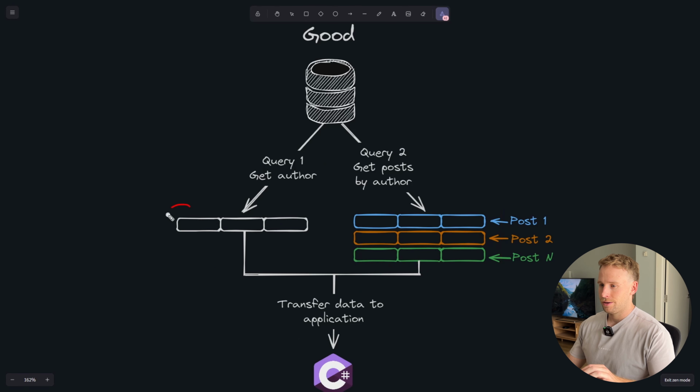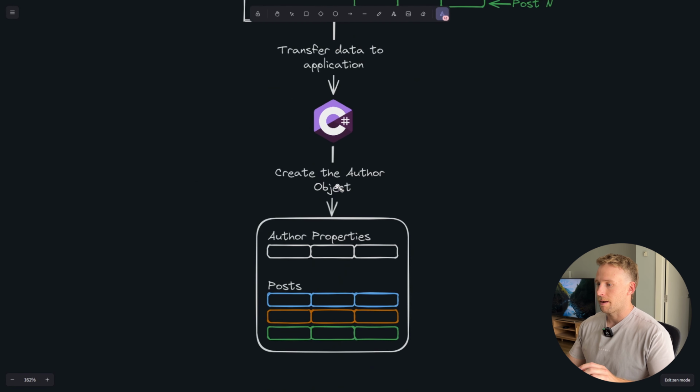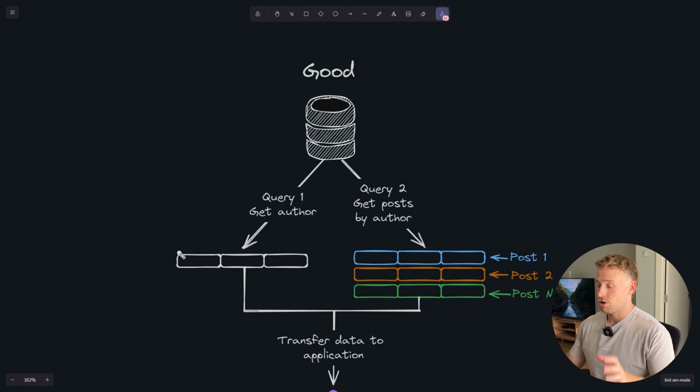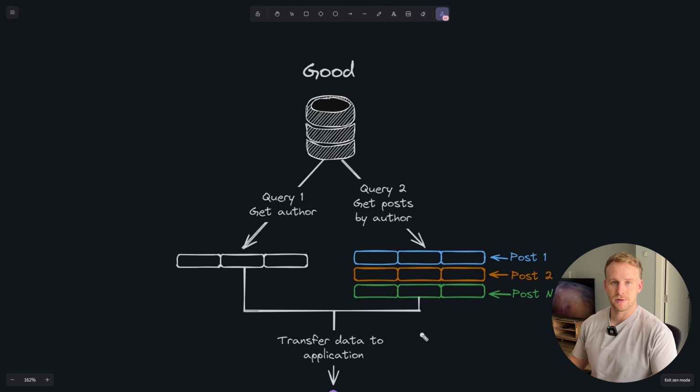So as you can see, we're only getting one set of data for our author, but we're still getting all of our posts. And then we're transferring that data to our C# application, and then it's building the exact same object. So as you can see, this is transferring a lot less data. If we were to think that the author had 100, 1,000, 1,000,000 posts, we're only transferring one set of author information and then all their posts. So we're not duplicating that author information 100, 1,000, 1,000,000 times, for example.